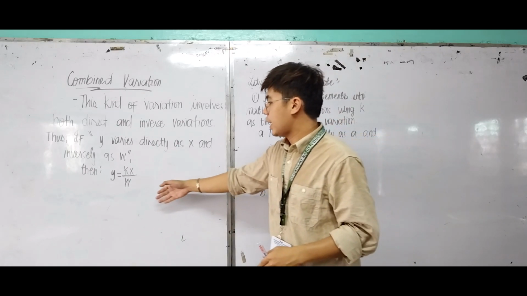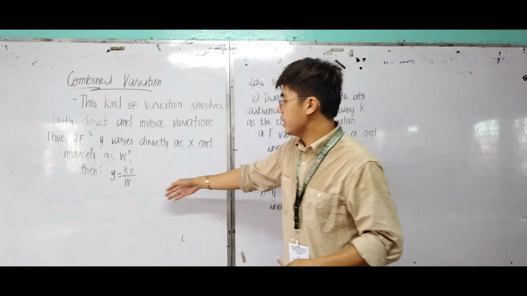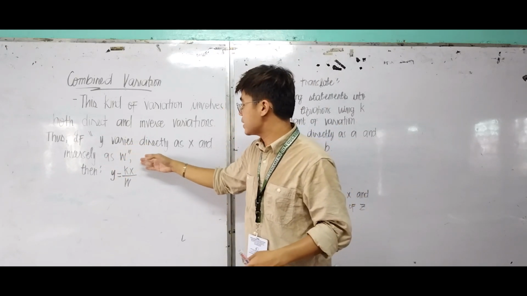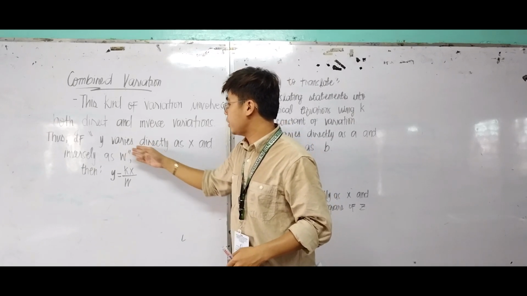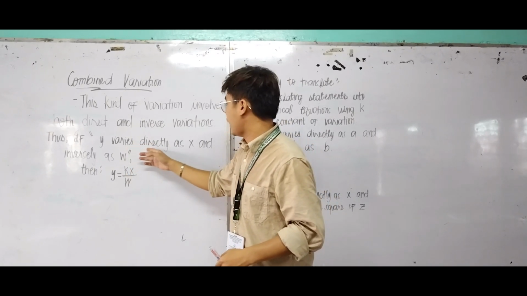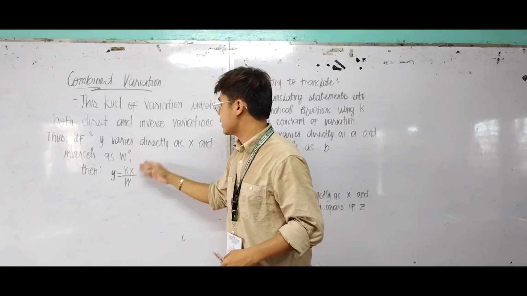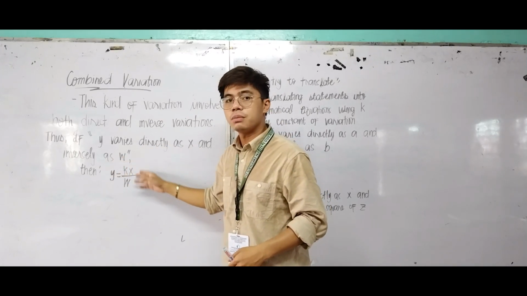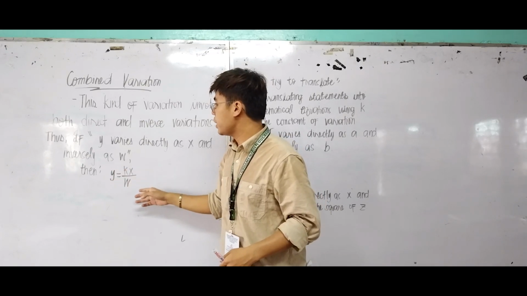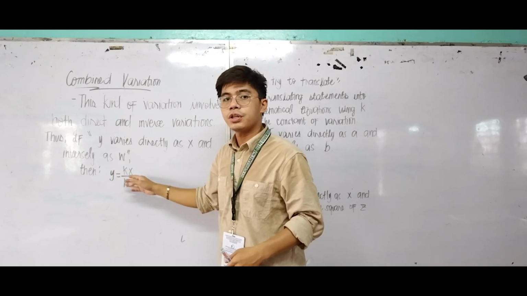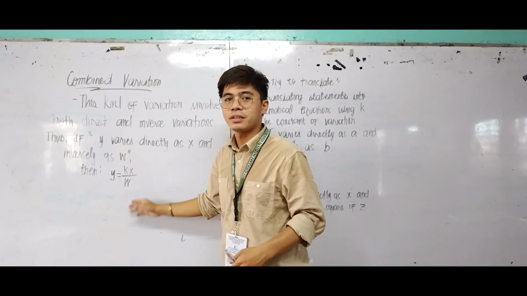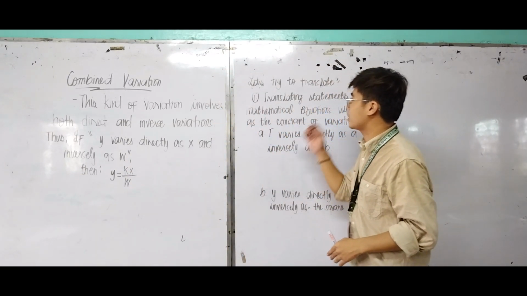Now we have here an illustration: given that y varies. When you say varies, class, that means the constant will be k. And directly as x, then you will multiply by x. And inversely as w, that means your denominator will be w, or the value that is represented in the denominator. Okay, let's have this illustration.